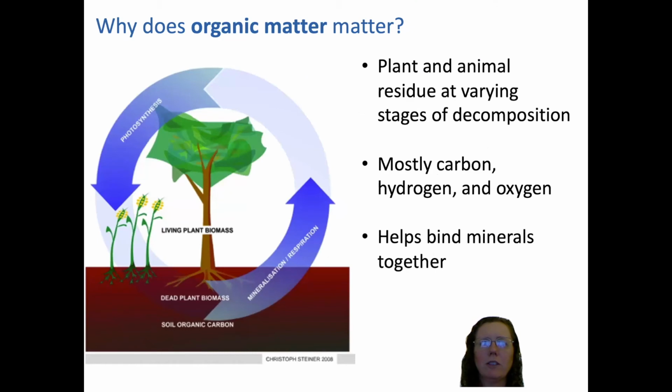If we want a soil to be a soil and not just sediment or regolith, we need organic matter. Organic matter consists of plant and animal residue at varying stages of decomposition. Organic matter is made up mostly of carbon, hydrogen, and oxygen, along with smaller amounts of other elements that are essential nutrients, like nitrogen and phosphorus. Within a soil, organic matter also helps bind minerals together and retain moisture.